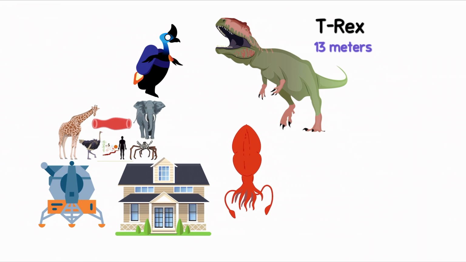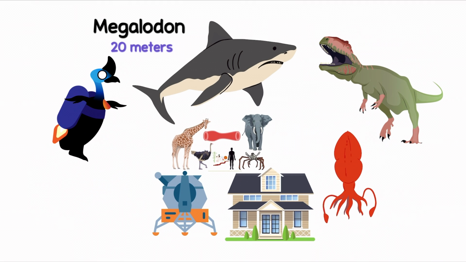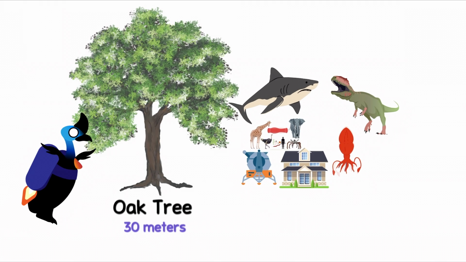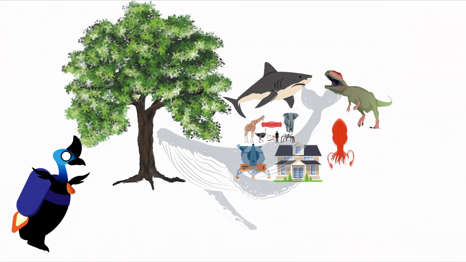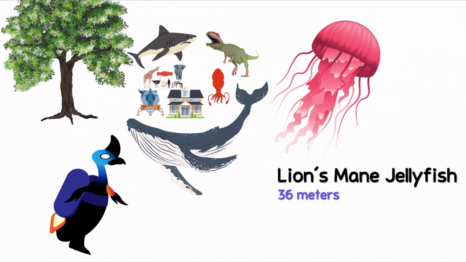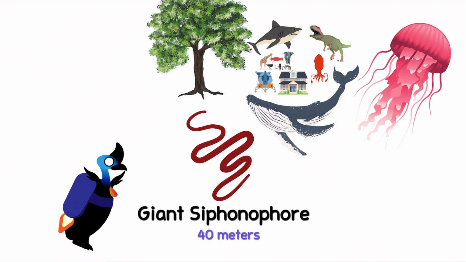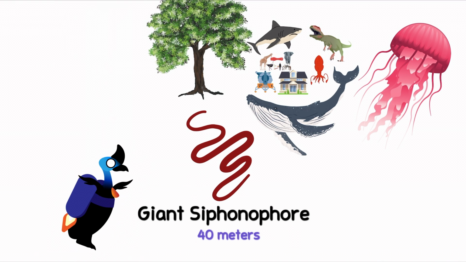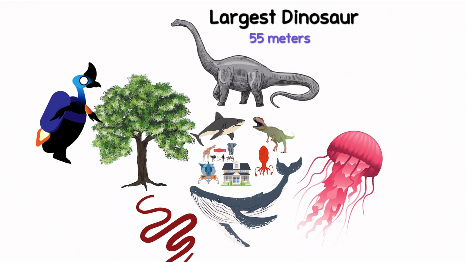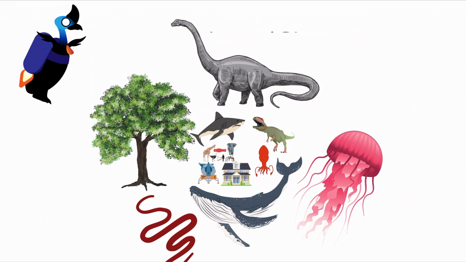T-Rex, 13 meters. Megalodon, 20 meters, a massive prehistoric shark. Oak tree, 30 meters. Blue whale, 30 meters. Lion's mane jellyfish, 36 meters. They are the largest jellyfish species on Earth. Giant siphonophore, 40 meters, a long chain of specialized organisms working together as one organism. Largest dinosaur, 55 meters, known as Argentinosaurus.